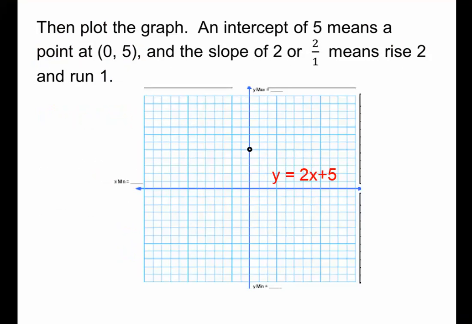A beginning point at positive 5, because that's where the y-intercept is. And then a slope of 2 means up 2 over 1, 2 over 1. So I'm going to go up 2 over 1, put a point, up 2 over 1, put a point, maybe put another point, maybe even go back the other way, and then you connect those with a straight line. So go ahead and compare your line to mine.